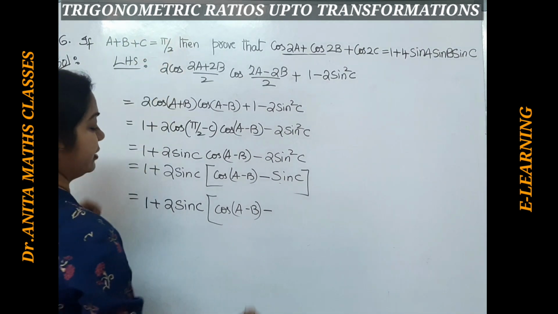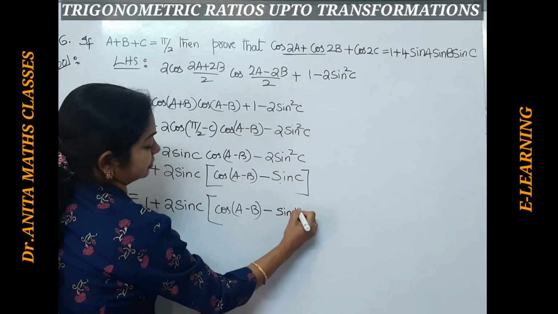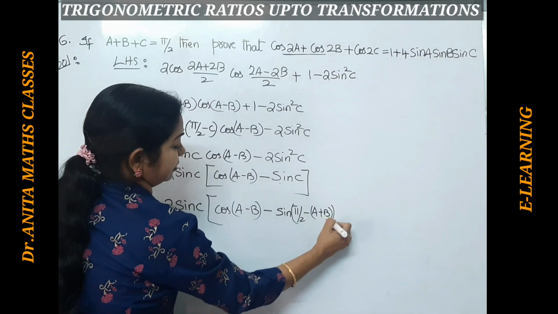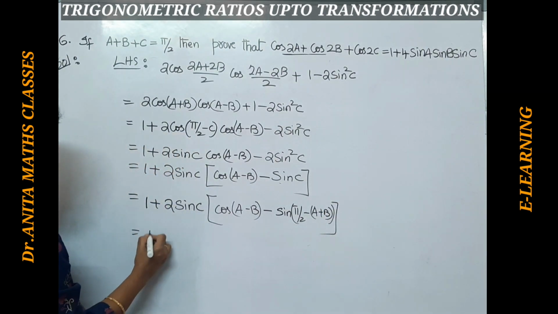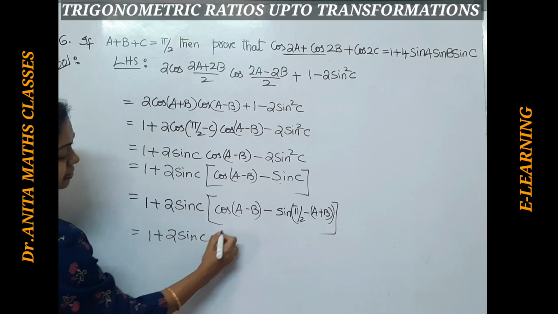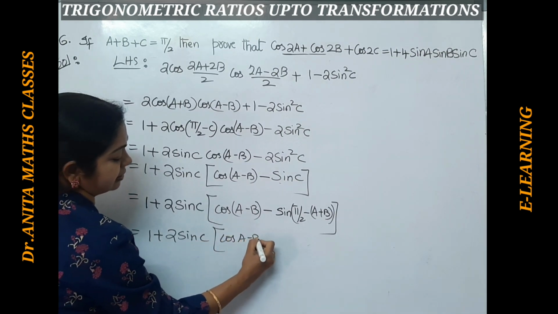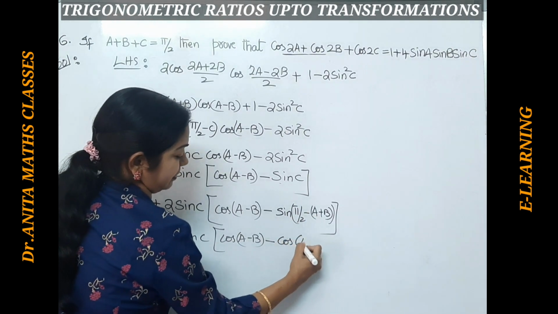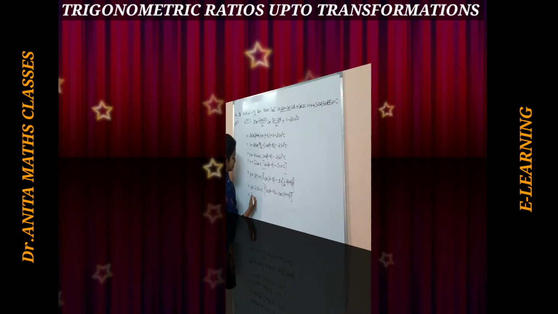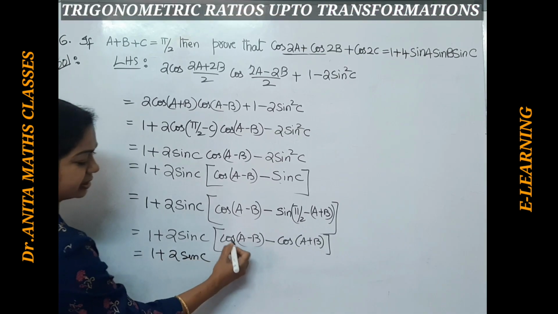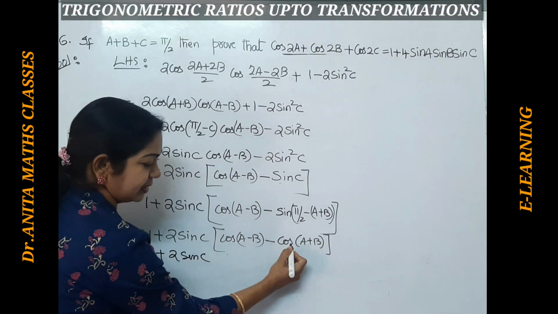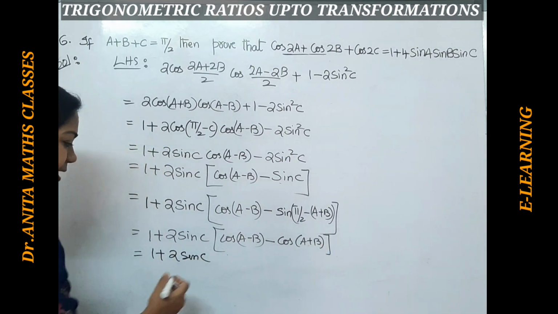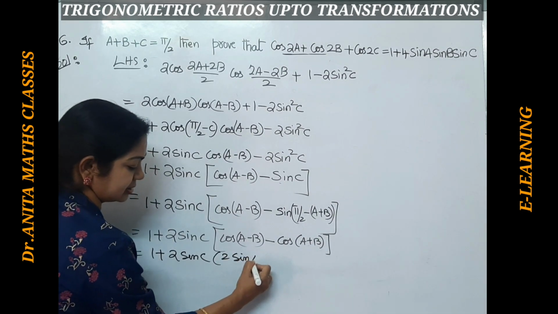So that is 1 plus 2 sin C times cos A minus B minus sin of pi by 2 minus A plus B. Sin of pi by 2 minus is cos, so minus cos A plus B. So 1 plus 2 sin C, and here this is cos of A minus B minus cos of A plus B. This is the fourth formula in the transformations. This is nothing but 2 sin A sin B.